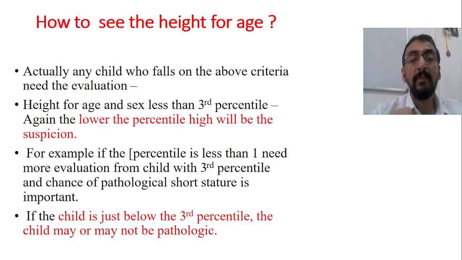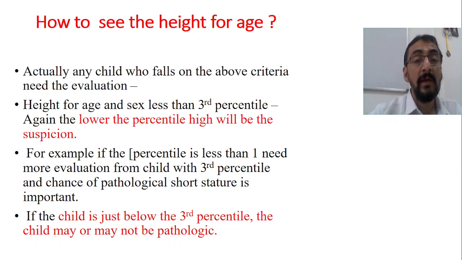For example, if the percentile is less than 1, it needs more evaluation than the child at the third percentile, and the chance of pathological short stature is important. If the child is just below the third percentile, the child may or may not be pathological. Percentile less than 3, we will call short stature. Suppose the child has a percentile less than 1, too low, then this child has to be evaluated very seriously compared to the third percentile child.